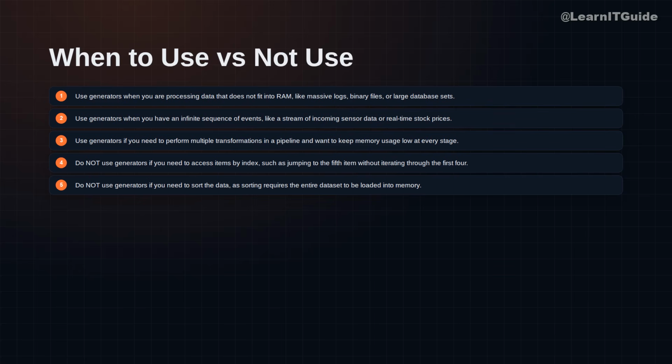Now, when should you avoid them? If you need to access items by index, like jumping straight to the 10th row, generators are not for you because they are sequential. Finally, if you need to sort your data, you have to use a list, because sorting requires knowing every single element beforehand. Use these criteria to decide if this tool is right for your situation.